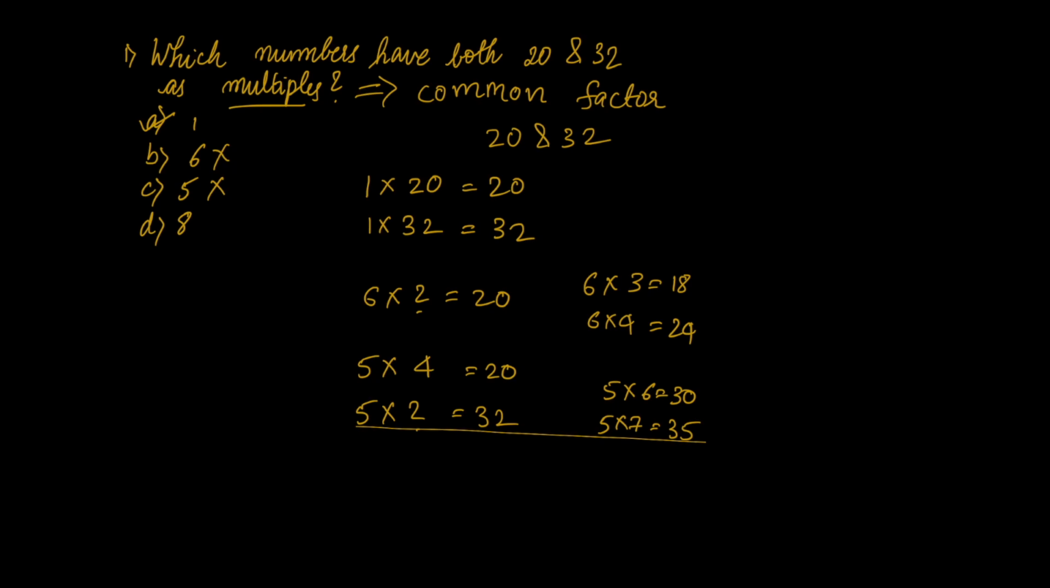Now, is there any number that you can multiply by 8 to give you 20? Well, 8 into 2 gives you 16, while 8 into 3 gives you 24, which is larger. So I think here too we can reasonably say that there's no number that you can multiply by 8 to give you 20. So 8 too cannot be a common factor of both 20 and 32.